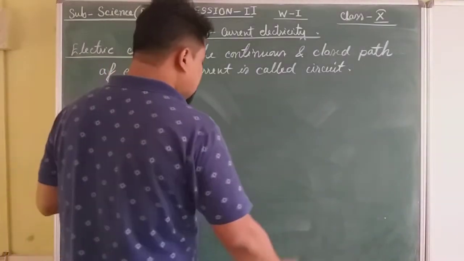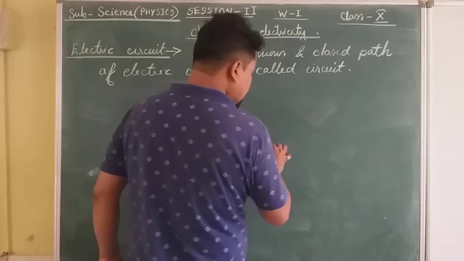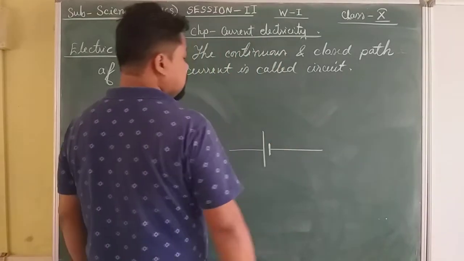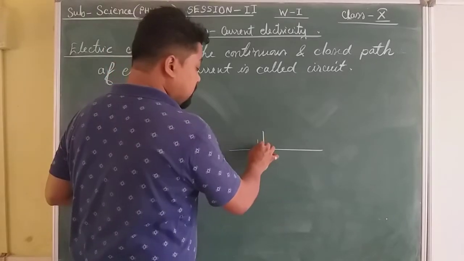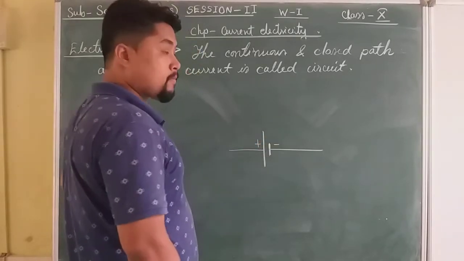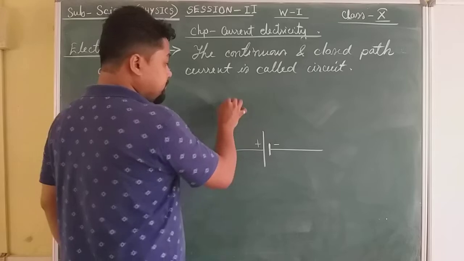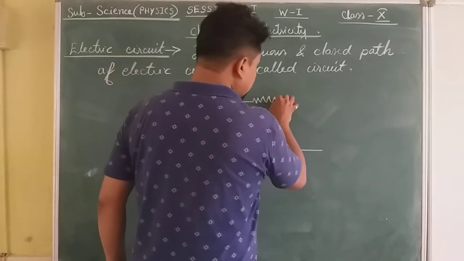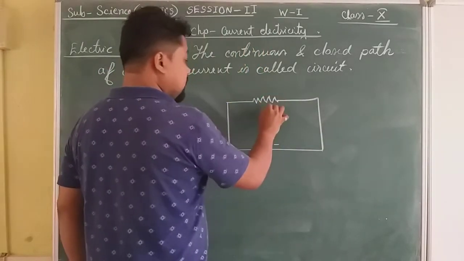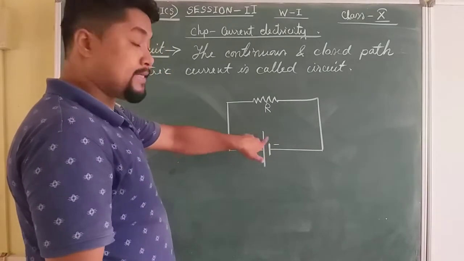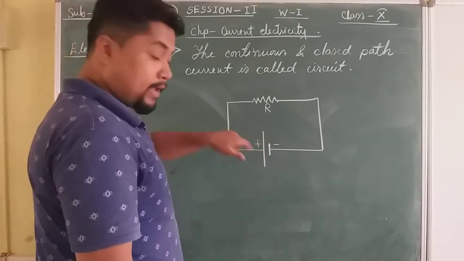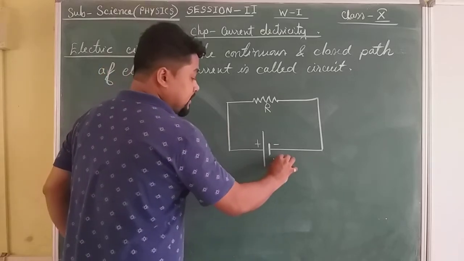An electric circuit is composed of one cell. A cell consists of one positive and one negative terminal, some connecting wire, and one resistance. This one resistance is R. This is a cell, okay, having potential V.